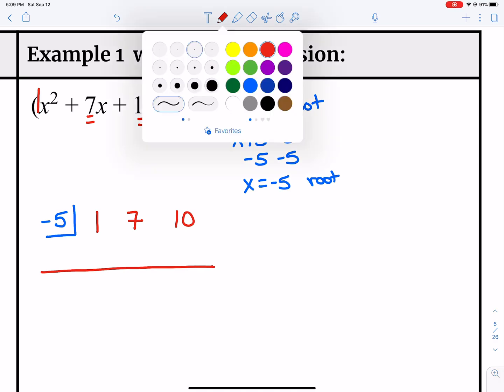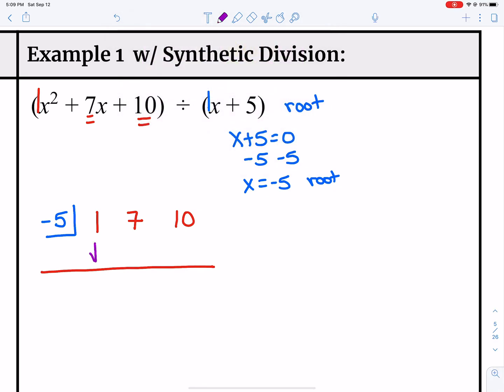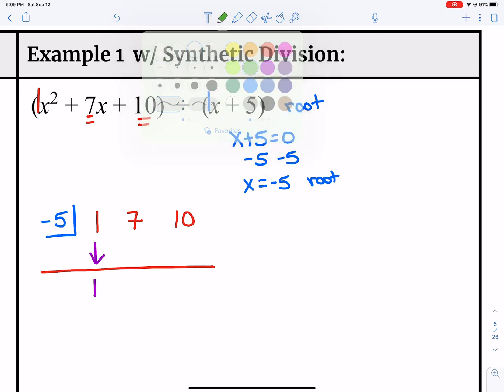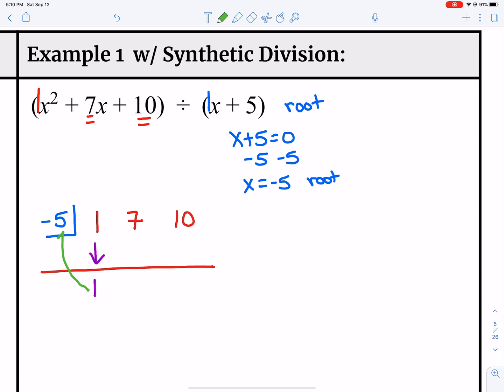The next step is to bring down the first number. So we just drop down the 1 to get started. And then we start the process of multiplying and adding. So we take the 1 that we drop down, multiply it by the negative 5, and write it under the 7. So 1 times negative 5 is negative 5. Then you want to add the 7 plus the negative 5. So 7 plus negative 5 would give us 2.